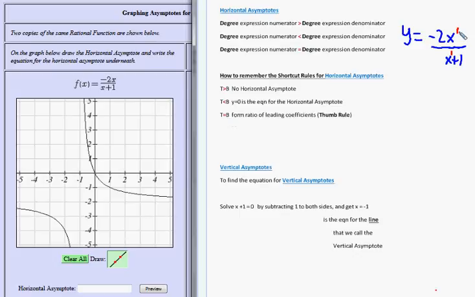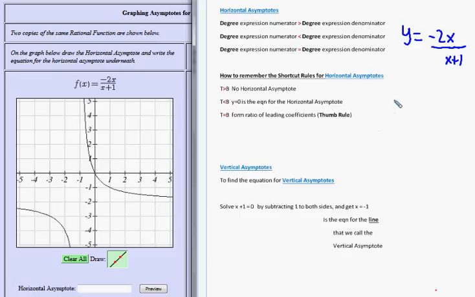The degree on top is equal to the degree on the bottom. My top degree is 1. The degree of the expression in the denominator, the bottom, is 1. So the top is equal to the bottom. So what you need to do is form the ratio of the leading coefficients of the two expressions. I call it the thumb rule. It's kind of comical because you can actually put your thumb over the problem and see the answer if you know where to put your thumb.